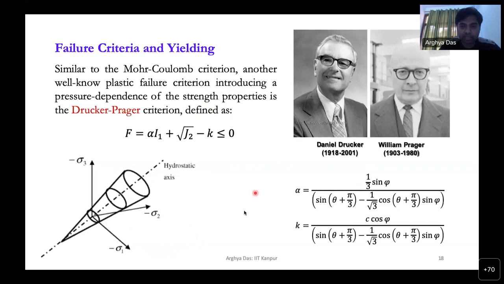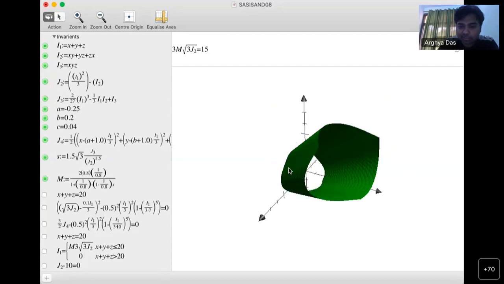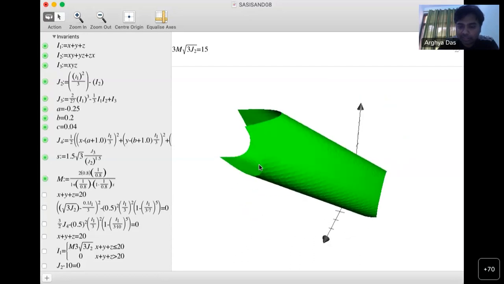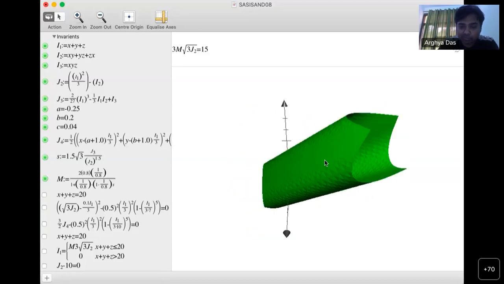So with that note, let me see if I can unshare the screen. I can quickly show you what these different failure criteria actually look like. I hope my screen is visible. So this is the Tresca failure criteria. It looks like a cylindrical shape. I hope it is visible. It is cylindrical, but if you look at the cross section, it is a kind of hexagonal shape. That's how it actually works.